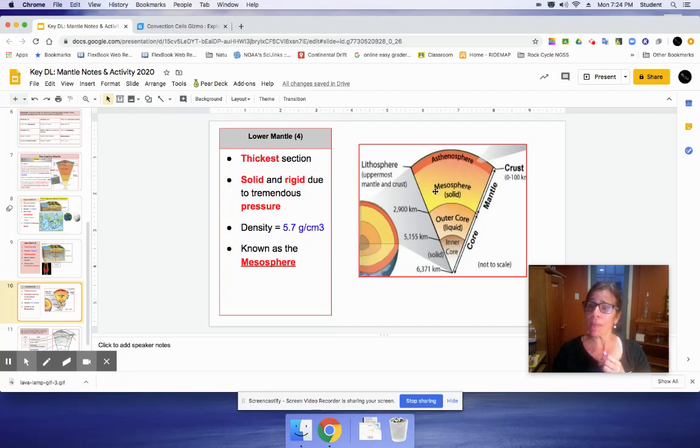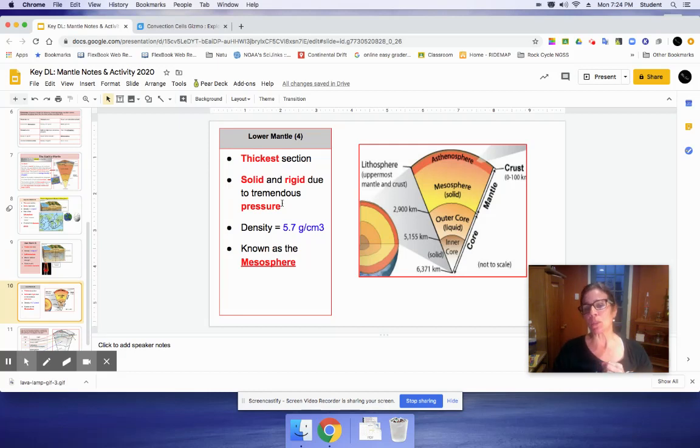The lower mantle is also called the mesosphere, the middle sphere. I think you're in the middle of the planet at that point. What I want you to remember about the mesosphere is certainly it's more dense than the asthenosphere that sits on top of it. By the time we get into the mesosphere, we have a density of about 5.7 grams per cubic centimeter. So the planet is getting much more dense, the material, as we dig further into planet Earth.